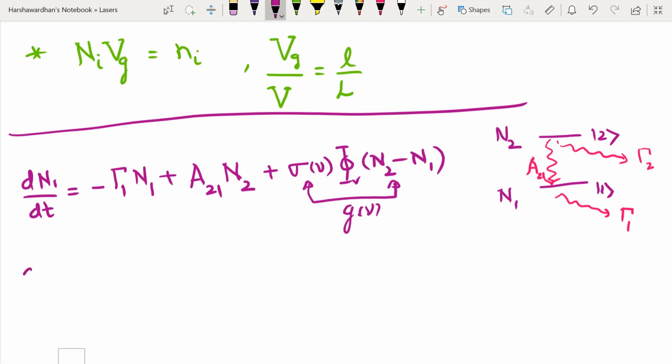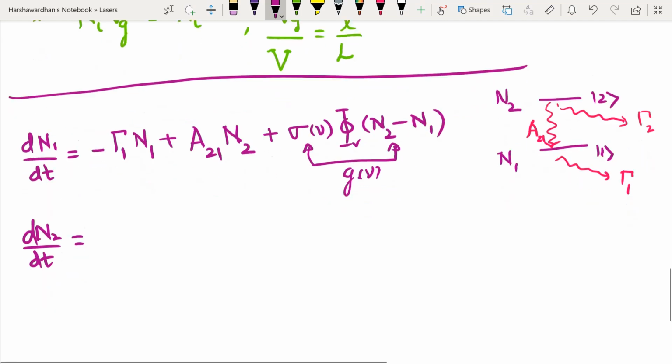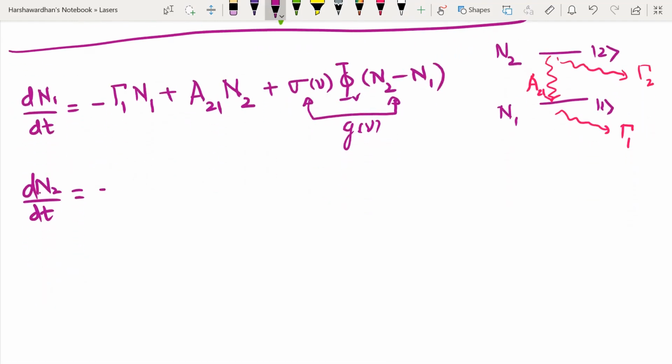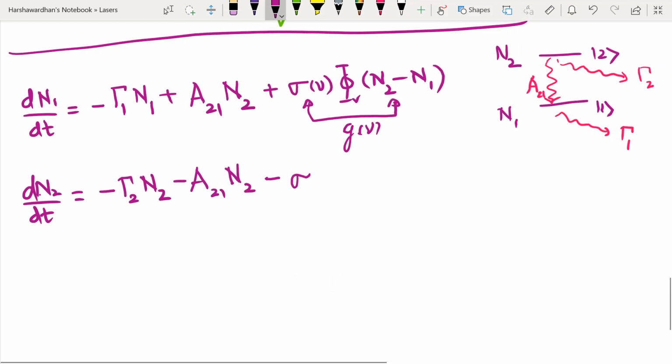Similarly, I can write down my next equation, which is dN2 over dt, which is the change in the number density of atoms in the excited state. This is again minus gamma 2 N2. There is spontaneous emission decay, so there is loss due to spontaneous emission, which is minus A21 N2, exactly the opposite. And then you have the loss due to stimulated emission, which is sigma nu, giving you the cross section. Phi nu gives the number of photons, and this is N2. And you have the increase in the number of the excited state atoms because of absorption. That is the other term.